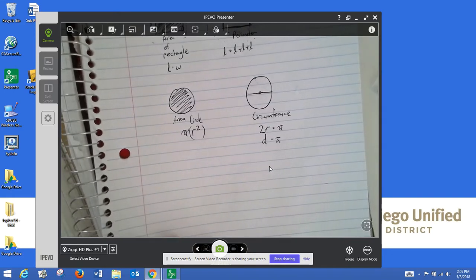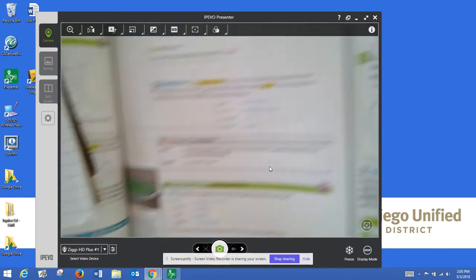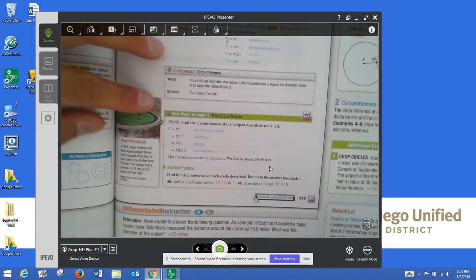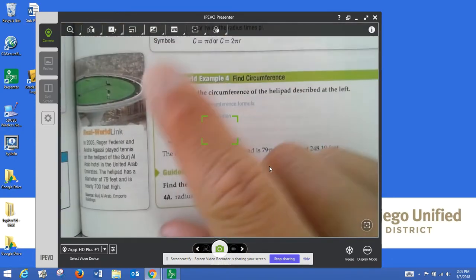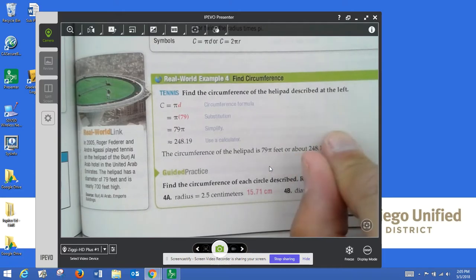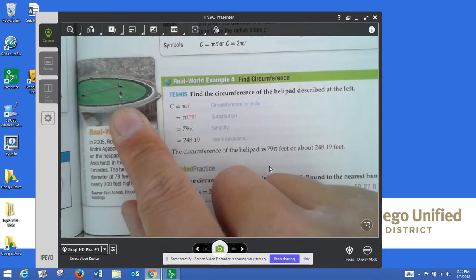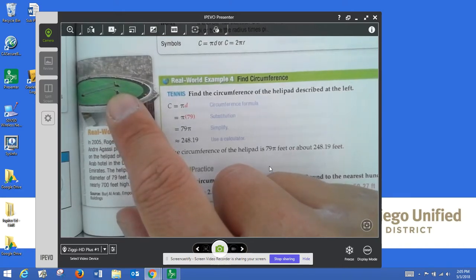We're going to find the circumference of this problem. This is, I think, page 717. You're going to find the circumference of the helipad described at the left. So let's look. This is the helipad. This is where helicopters are supposed to land, but in this case, they made a tennis court on top of here, which is extremely dangerous. But let's check it out.